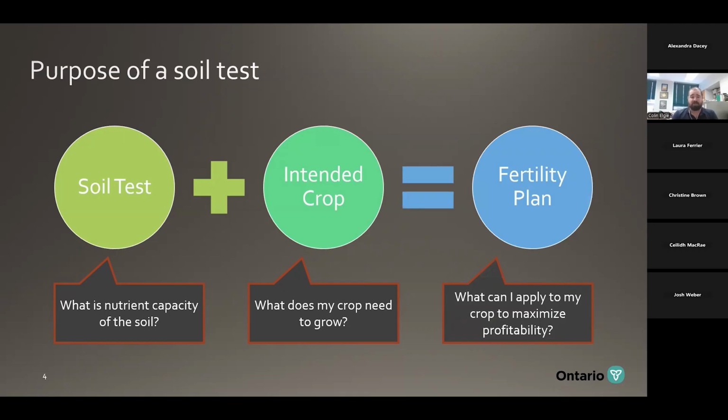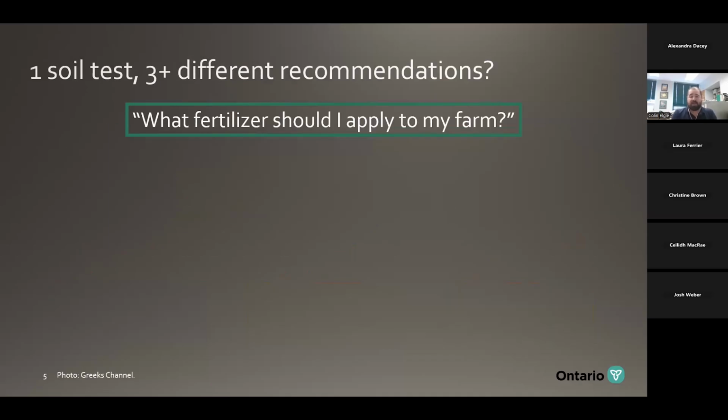And a lot of times that may be taking advantage of the nutrients that are already in that soil. It may mean adding a lot or a little bit of certain types of nutrients to that field to be able to grow it profitably. But it's that whole picture of what we're soil testing for: that fertility plan that comes. And so today we're going to take a look at a few different things here.